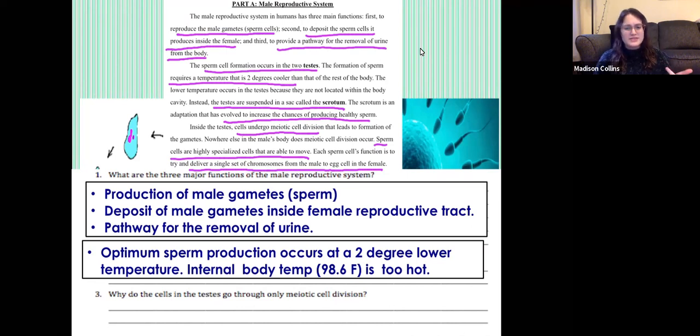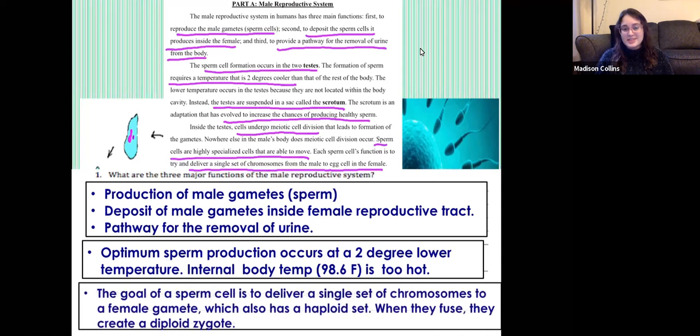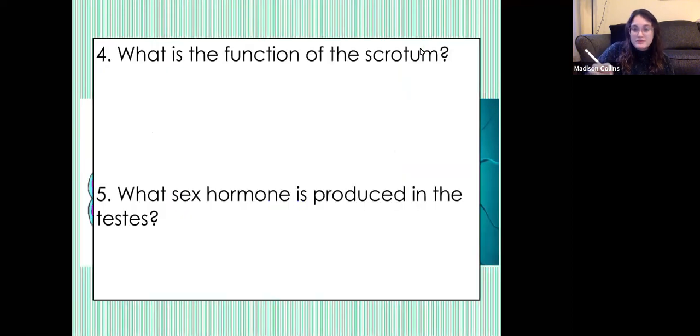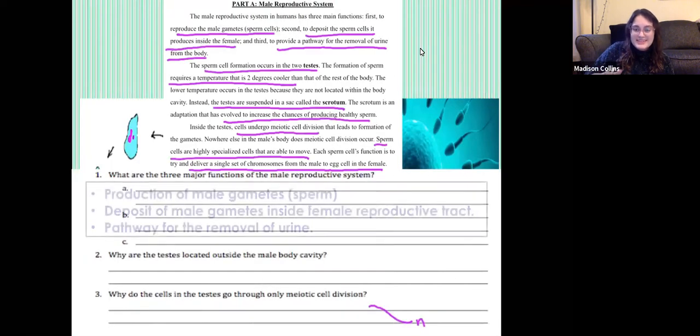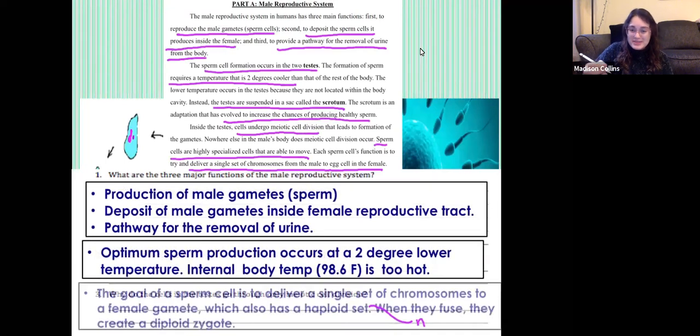Remember that meiosis produces 4 gametes, which are haploid and contain half the total number of chromosomes. So the reason that cells in the testes go through only meiotic cell division is because of their goal, okay? The goal of the sperm cell is to deliver a single set of chromosomes to the female gamete, which also has a haploid set. Remember when you see this word haploid, we can represent that as the letter N, which again just means it has half the total set of chromosomes. So in humans' case, it's 23.